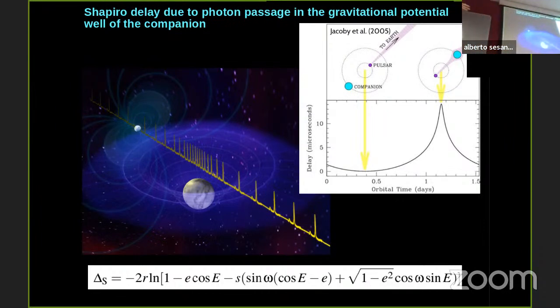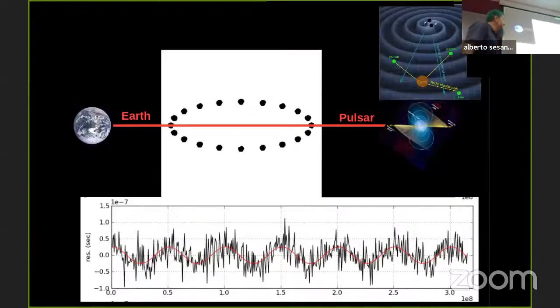So you have to include a lot of physical deterministic effects in order to build a meaningful timing model for your pulsar. But of course, there might be other things in your data. For example, there may be a gravitational wave passing between you and the pulsar, okay?